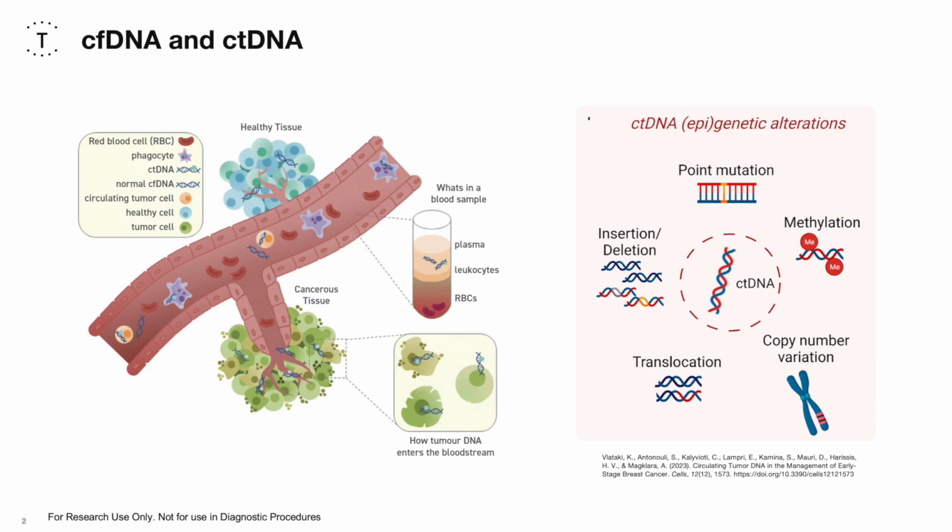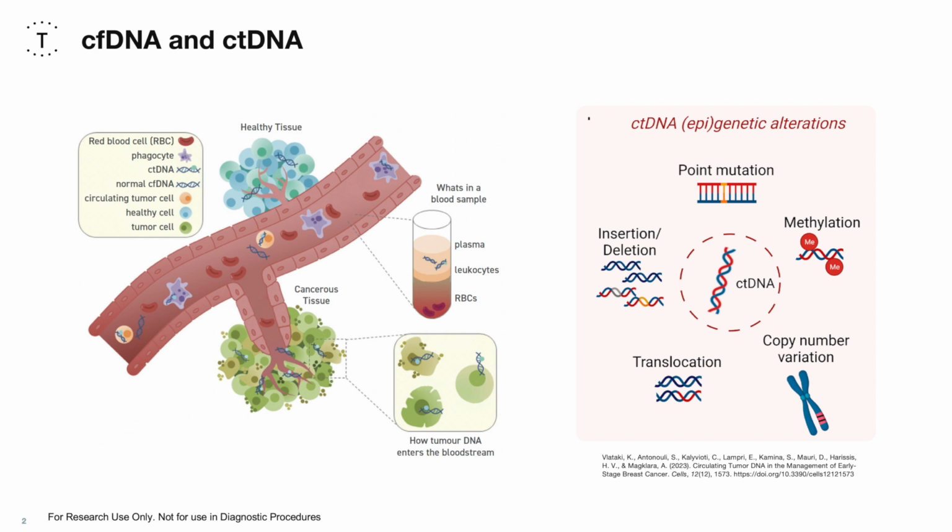Circulating cell-free DNA, or cfDNA, is DNA fragments found in the bloodstream, originating from both healthy and cancerous cells. When it originates from tumors, we call it circulating tumor DNA, or ctDNA. ctDNA carries crucial information about the tumor, reflecting various genetic and epigenetic alterations such as point mutations, insertions, deletions, translocations, copy number variations, and methylation changes.